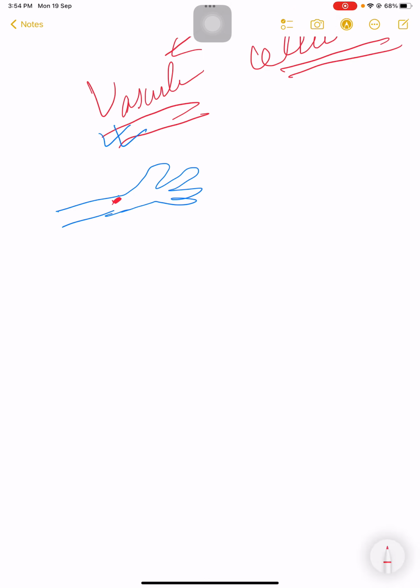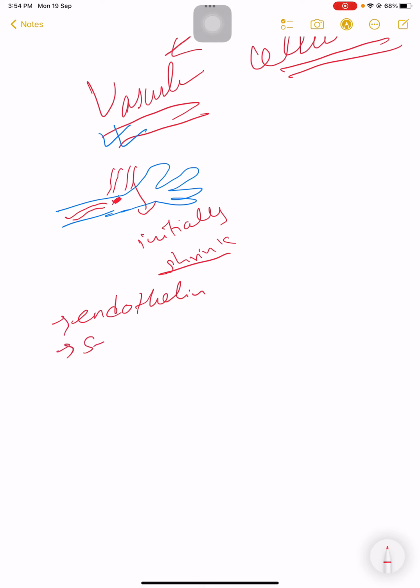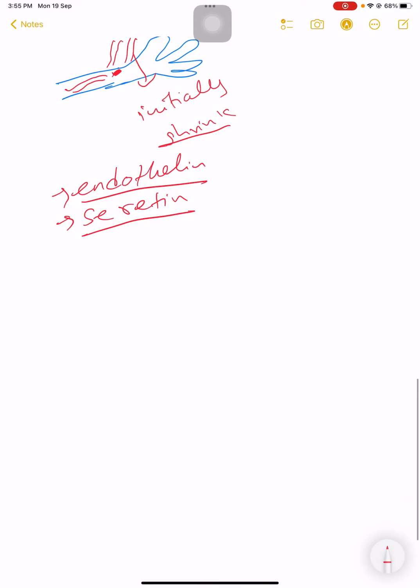Now what will happen? The blood vessels supplying this particular area will initially shrink. That shrinkage of the blood vessel is brought about by two components. One is endothelin and the other one is known as secretin. So basically this is your blood vessel. This is the area where you had a cut. Now this blood vessel will actually shrink. It will go smaller.